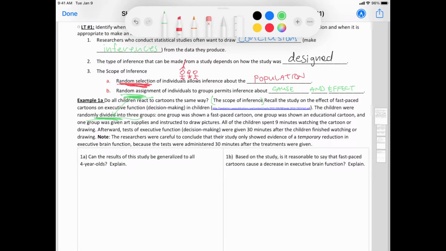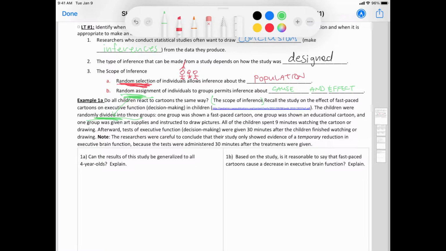One group was shown a fast-paced cartoon, one group was shown an educational cartoon, and one group was given art supplies and instructed to draw pictures. All the children spent 9 minutes watching the cartoon or drawing, and afterward tests of executive function, decision-making, were given 30 minutes after the children finished watching or drawing. Note, the researchers were careful to conclude that their study only showed evidence of temporary reduction in executive brain function because the tests were administered 30 minutes after the treatments were given. So it wasn't like right afterwards.